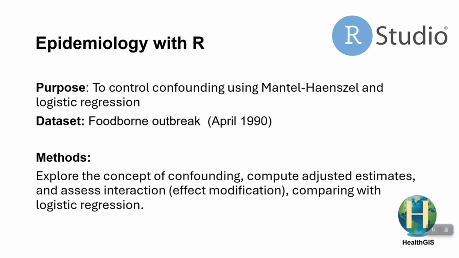Today we're diving into two of the most powerful epidemiological tools for controlling confounding variables. These methods are stratified analysis using the Mantel-Haenszel method and also modeling using logistic regression model. We will walk through a real outbreak dataset in our environment, explore the concept of confounding, compute adjusted estimates, and assess interaction, also known as effect modification. We will wrap up by comparing the results with logistic regression as another way to control confounding and interaction. Let's get started.